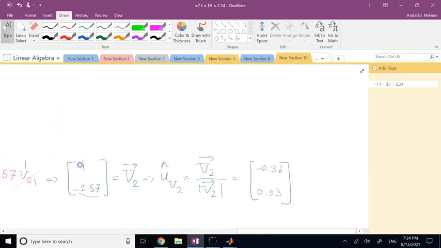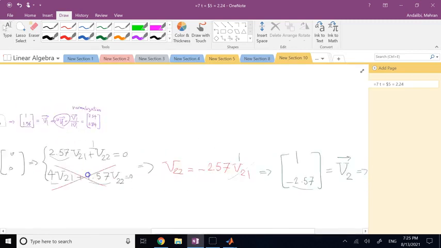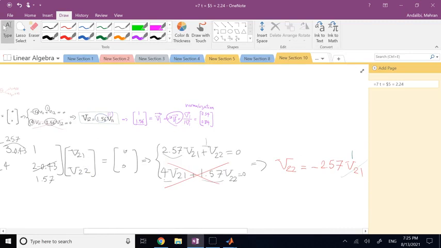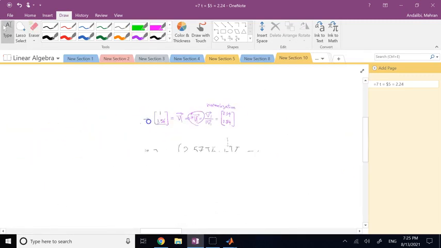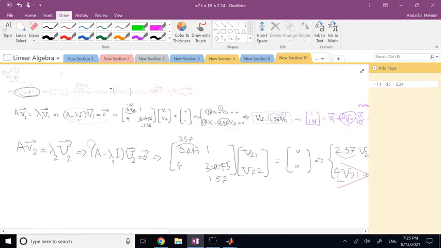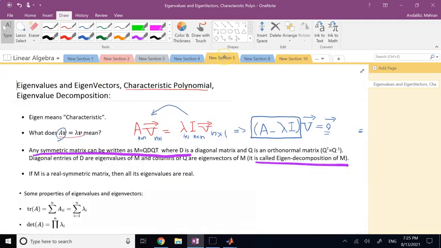Okay, so this is how I have calculated my vectors V1 and V2, or their corresponding unit vectors, because, as I said, all that matters is the direction of these. And I found the scaling factors. So this is how we calculate eigenvalues and eigenvectors.